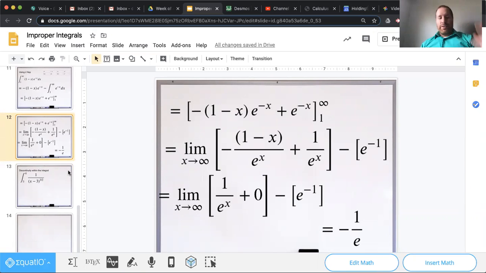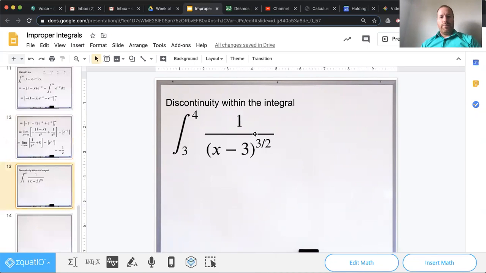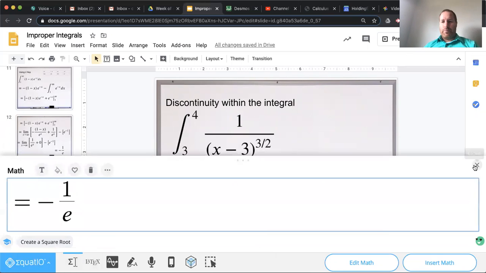All right, one final example that we'll go over here, and that's discontinuity within the integral. We might look at this and say, well, this is just fine. We evaluate it and plug our stuff in and go from there, right? But what we could notice here is if we try to plug in 3, it does not work. So we are going to have to use a limit in that case also. So on here, what we would do is evaluate this limit.